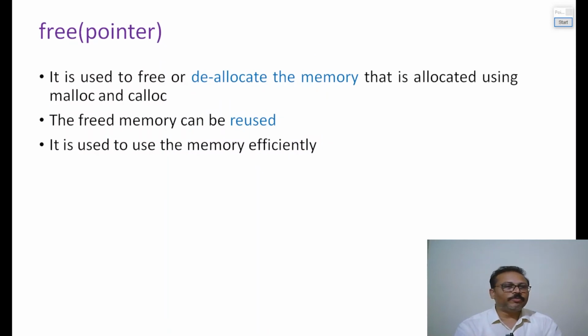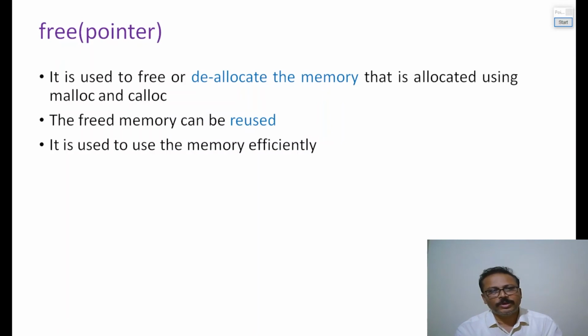Next, another important function is free pointer. That means, okay, you have allocated the memory. You are saying that memory is allocated dynamically. Fine. If it is just allocation, then probably we will be going on allocating the memory. So if you want to really use the memory efficiently, then there should be a way of freeing the memory also, deallocating the memory. You have used it, so you no longer need it.